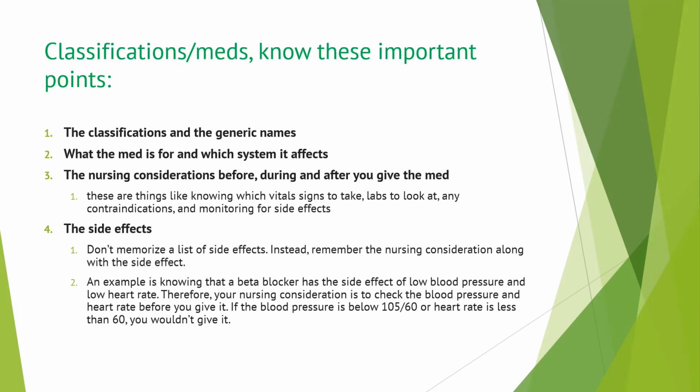So, of course, for digoxin, we look at heart rate. For furosemide, we look at potassium. If there are any contraindications, and monitoring for side effects. The side effects, remember, don't memorize a list of side effects. 80% of medications cause GI upset, nausea, vomiting, diarrhea. Remember the nursing considerations along with the effect. So, an example is knowing that a beta blocker has the side effect of low blood pressure and low heart rate. Therefore, your nursing consideration is to check the blood pressure and heart rate before you give it. If the blood pressure is below 105/60 or the heart rate is less than 60, you wouldn't give it. Those are the important things.